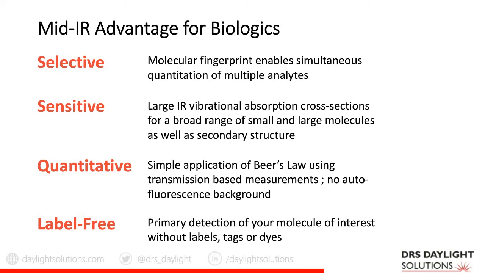It turns out that mid-IR has significant advantage for characterizing biologics due to the high selectivity of the molecular fingerprint for direct quantitation. Both large molecules and small molecules have large cross-sectional vibrational areas, which allow high sensitivity and the ability to probe secondary structure. The simple application of Beer-Lambert principles through transmission studies allows for direct quantitation without the worry of autofluorescence backgrounds. And also, since you're doing primary detection of your molecule, you can conduct your analyses without the worry of adding labels, tags, or dyes to your mixture.